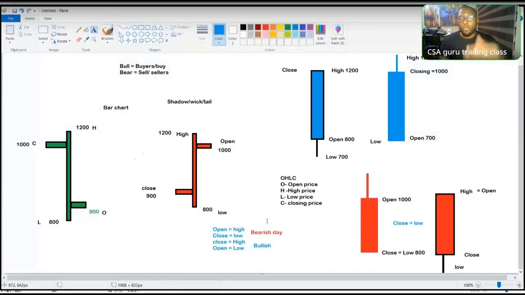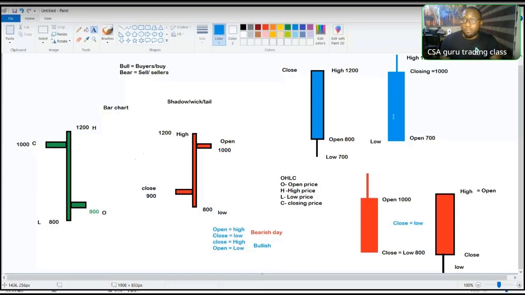Now, one of the things you want to look out for is the strength of the body and the strength of the wick. When you say candlestick chart and the body is thicker and longer than the wick, this is a bullish candle. That's an indication that the bulls are in control for that day.